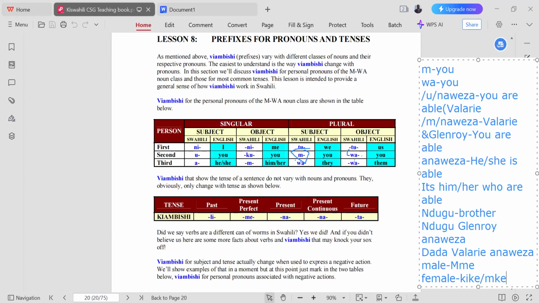Glenroy ni ndugu. Now, for this case, we know that Glenroy is a male, but we want to use it as Brother Glenroy. When you want to use it as Brother Glenroy, we say Ndugu Glenroy. Ndugu, Brother Glenroy. But Glenroy is male. If you want to say Glenroy is male, you say Glenroy ni mume.